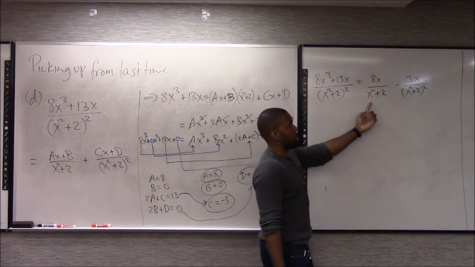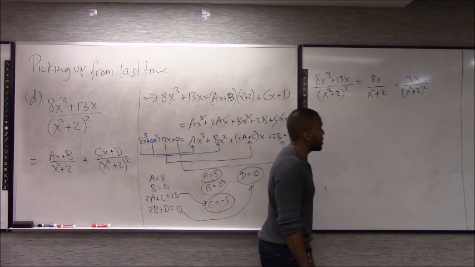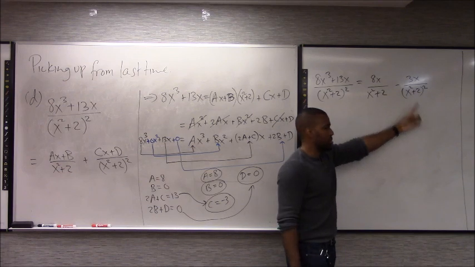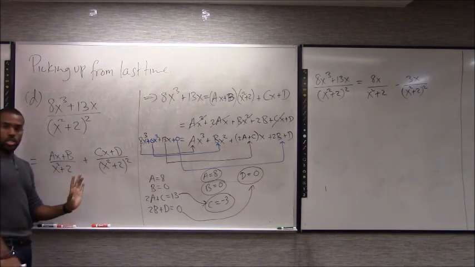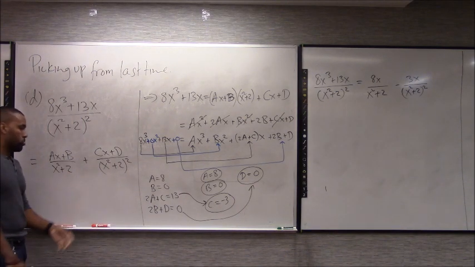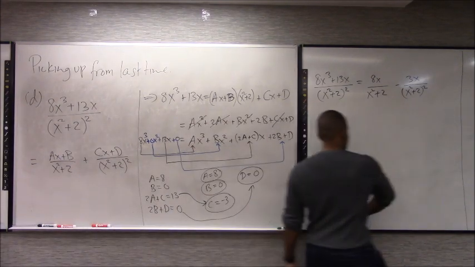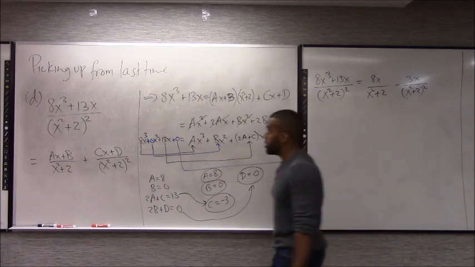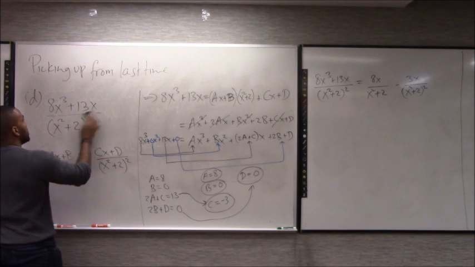How would you integrate this part? Substitution. U equals x squared plus 2 will do it. What about this part? Also a substitution. U equals x squared plus 2. Yeah. Questions on this? So you just really want to run through a few of these just to make sure you have the process down and you can deal with all scenarios. Let's go through the next example, which was E.